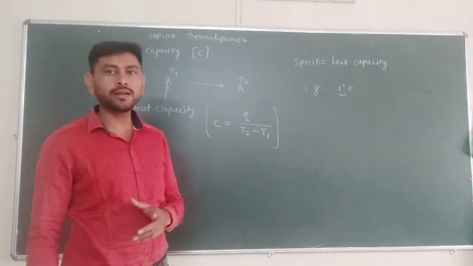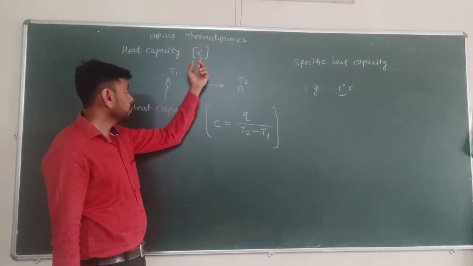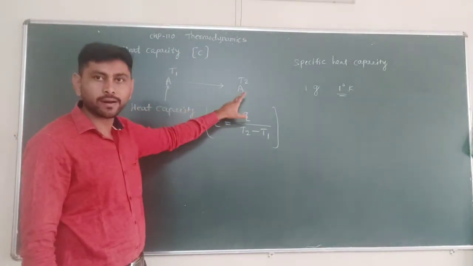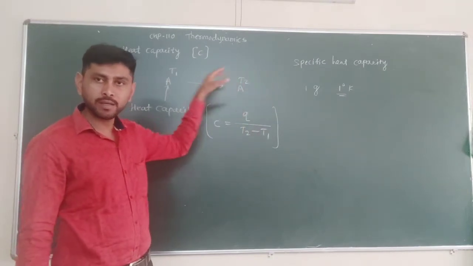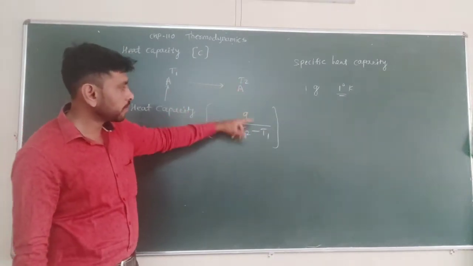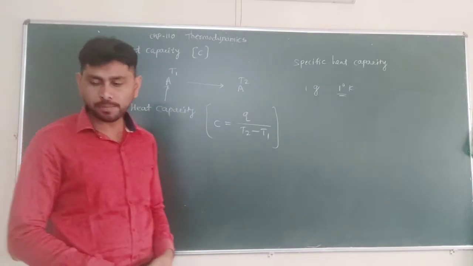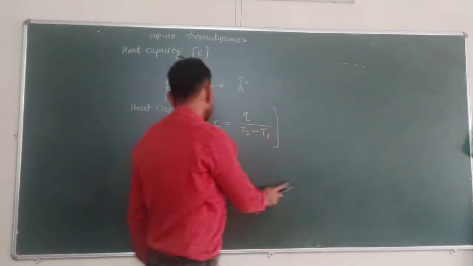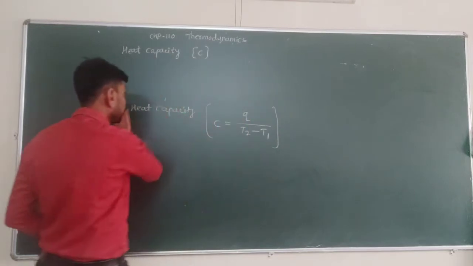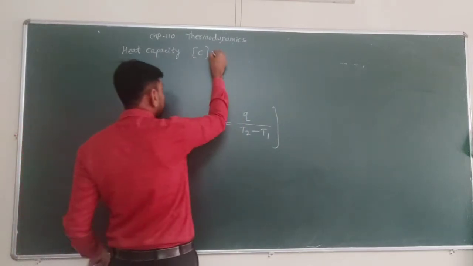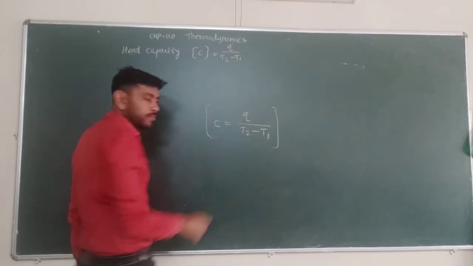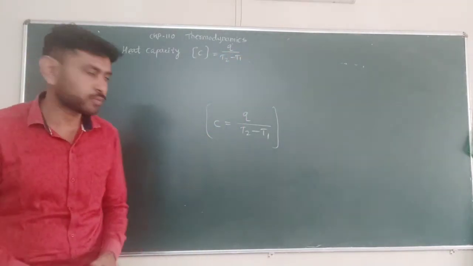And in general heat capacity, we are saying that the amount of heat required to raise the temperature of the system from lower to higher, not specifically 1 degree or 2 degrees, just from lower to higher, divided by the difference, is heat capacity. So heat capacity C is equal to Q upon T2 minus T1. Mathematically it is expressed in this way.